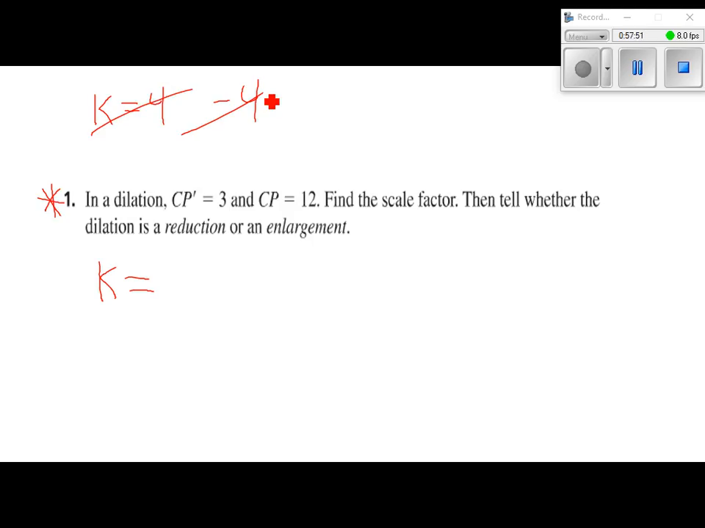What did we say on that last slide? What did the formula say? What over what? Image over pre-image. Which one of these 2 measurements is the image? That's the second one. Which one is the image? Oh, yes, 3. How can you tell it's the 3? Prime. It's got that prime with it. So 3 goes on top.